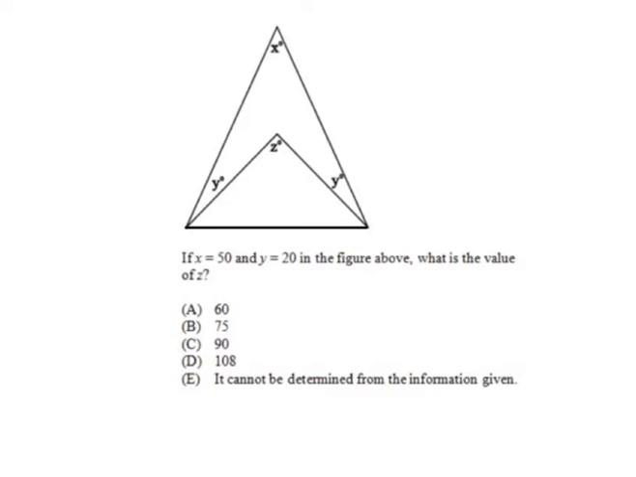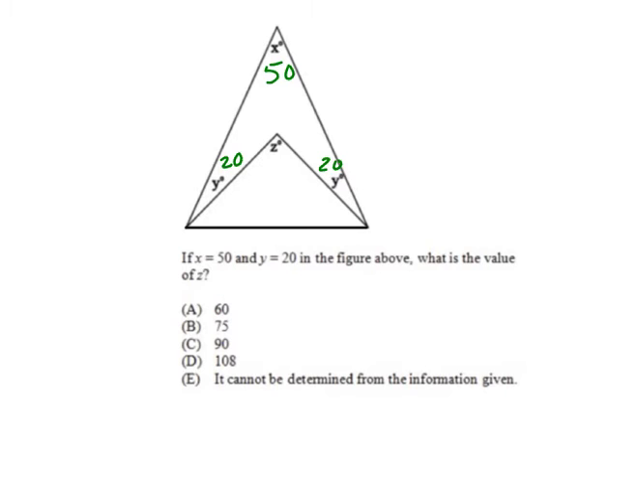How about another one? So this one, in the figure above, what is the value of z? So when I'm looking at this, they tell me that x is 50. There's no reason not to write 50 where there's the x. It says that y is 20. So I'm going to label those things. So now I'm labeling. I'm using my labels. Next thing I need to realize is that this is an isosceles triangle.